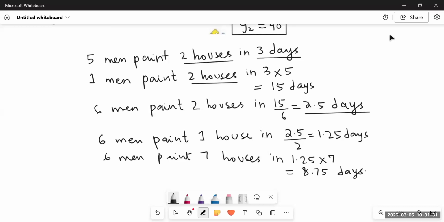Now, after finding how much time 6 men will take to paint 2 houses, we have to find out how much time 6 men will take to paint 7 houses. Now we will keep the number of men constant, and we will figure out the time taken to paint 1 house or 7 houses. If they have to paint 1 house, again we can see that there is an inverse proportion, that the more the number of men, the less time they would take to paint the same number of houses.